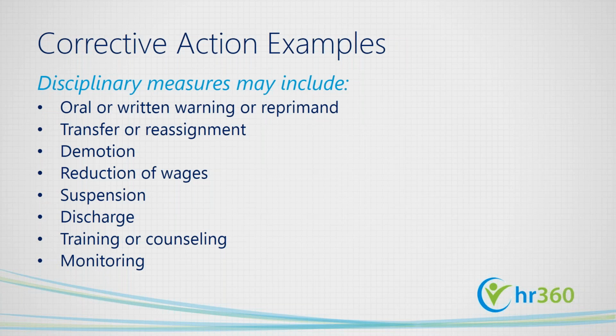Such measures might include an oral or written warning or reprimand, transfer or reassignment, demotion, reduction of wages, suspension, discharge, training, or counseling of the harasser to ensure that he or she understands why his or her conduct violated the employer's anti-harassment policy, and monitoring of the harasser to ensure that the harassment stops. So you do have a range here.